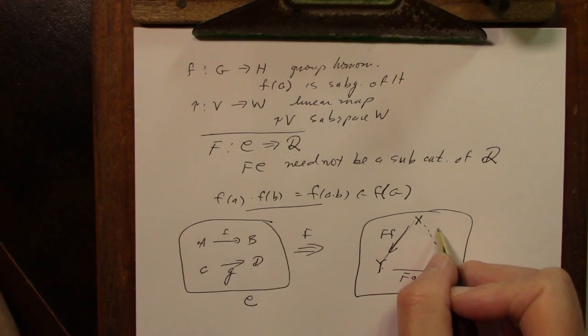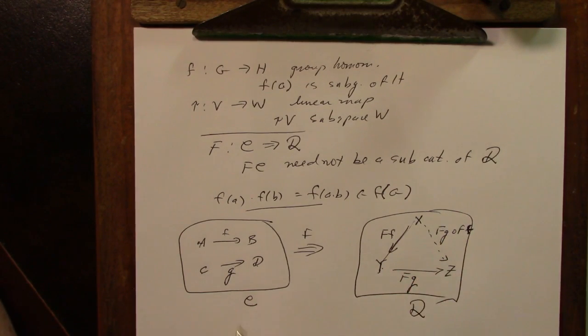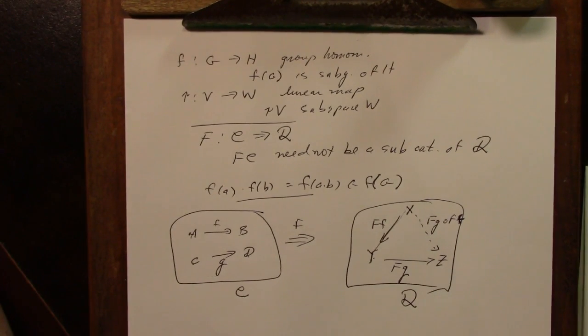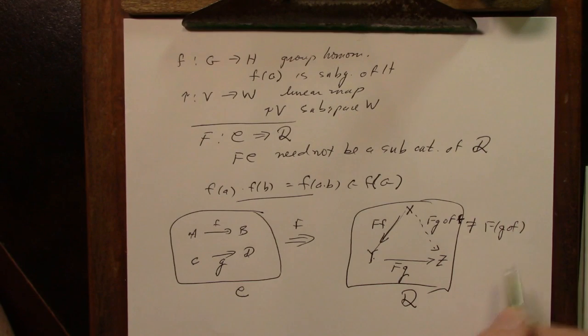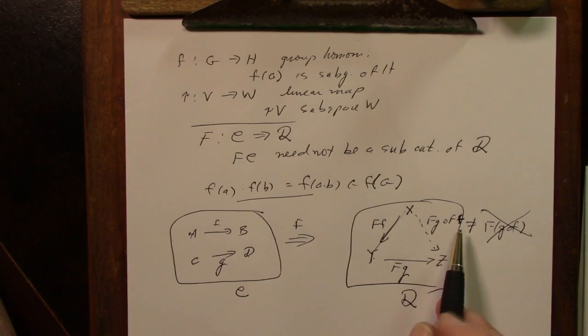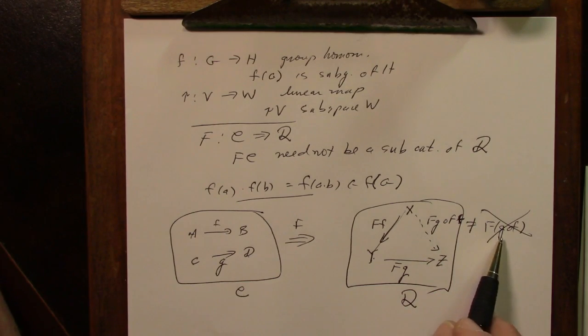The composition here looks like that. That has to exist if the image is a subcategory. The problem is that's not equal to F of g circle f, because g circle f doesn't even exist, because f and g are not compatible for composition. Now it could happen that this map accidentally is in the image of the functor, but it doesn't have to be when g circle f is not defined. If g circle f is defined, then everything will be just fine.